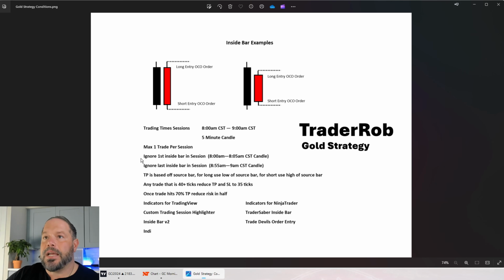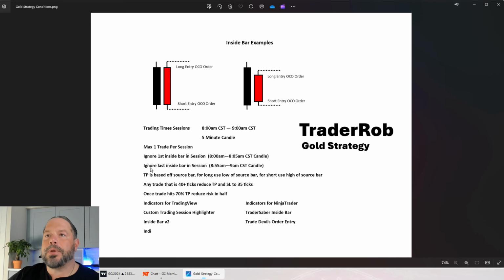Okay, first condition. Always ignore the first inside bar in the session, meaning from 8 a.m. to 8:05. If that first bar is an inside bar, we are going to invalidate that trade. The reason is that the previous bar, which is what I use as a source bar to calculate my take profit and my stop loss, would be pre-session, that 7:55 to 8 a.m. candle, and that is not what my strategy is about. So just know, ignore the first inside bar from 8 o'clock in the morning, that would close at 8:05, okay?